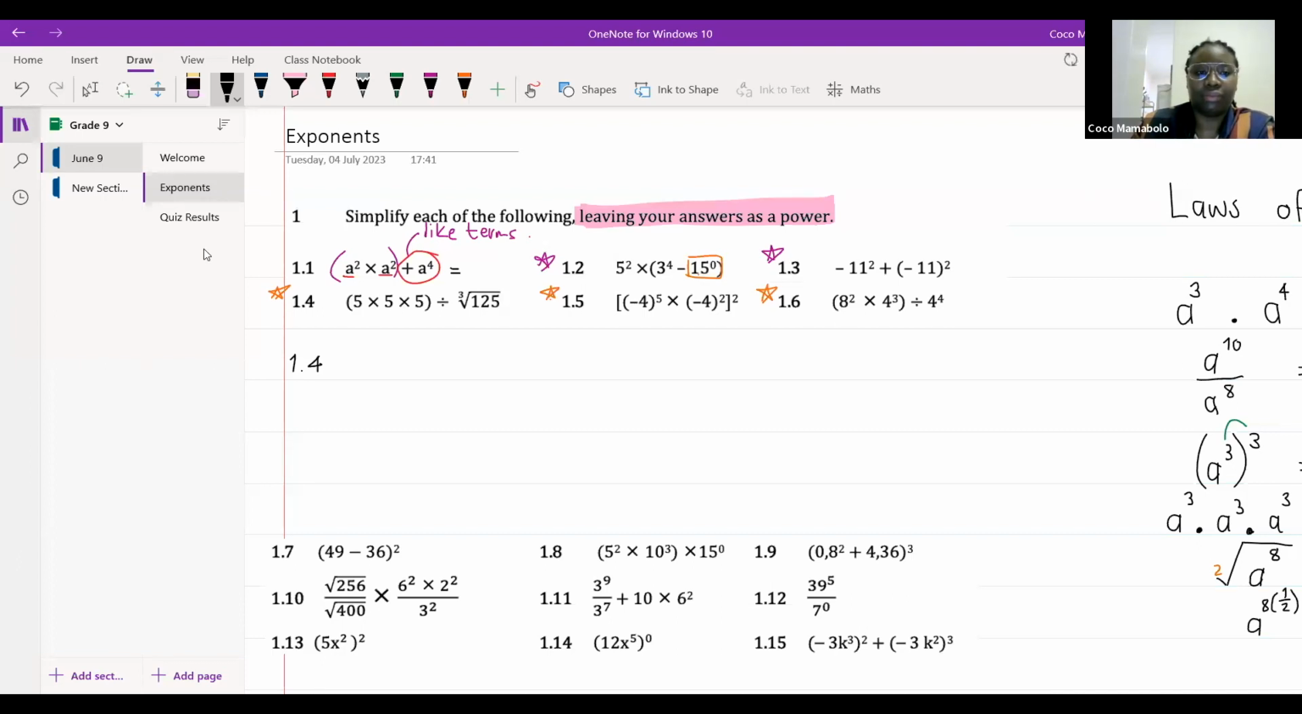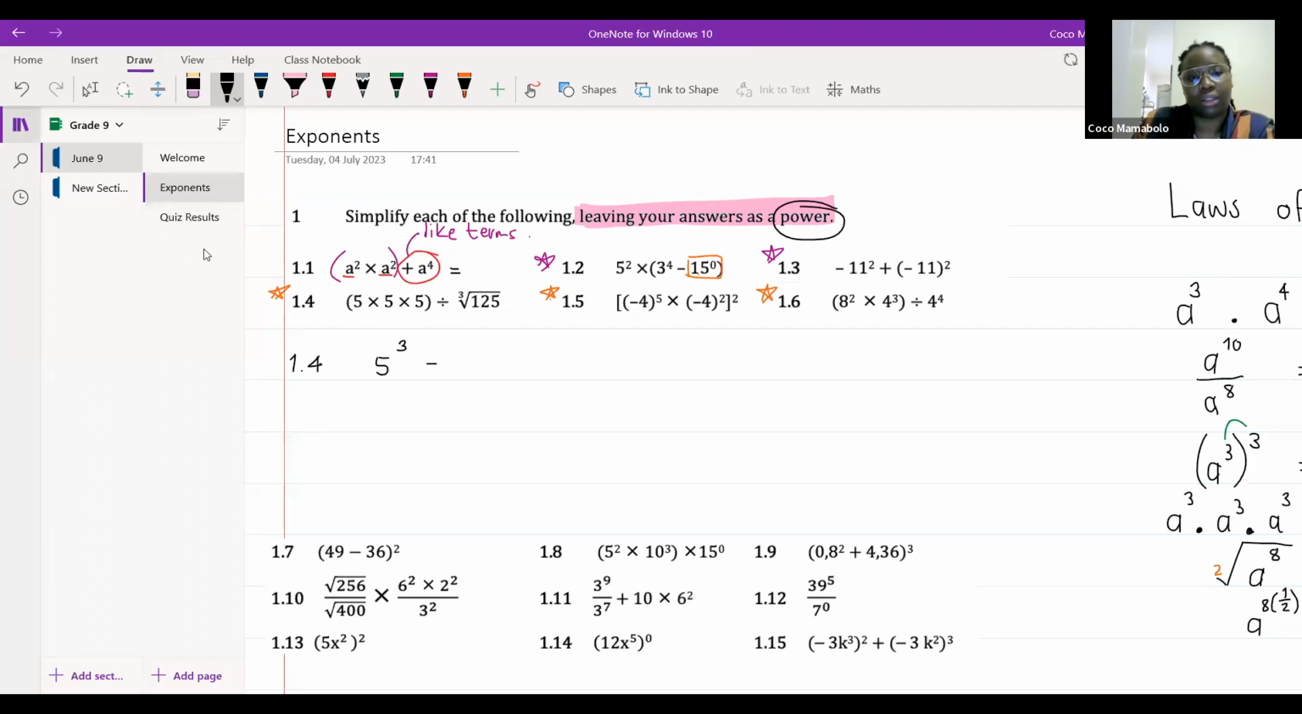So 1.4. We're going to start with the brackets first. Good. Then 5 times 5 times 5, which will give you 125. But then remember, Tando, they want you to leave your answer using powers. So how do we rewrite 5 times 5 times 5 using exponents? 5 to the power 3, if I'm right. Good. Absolutely. You're good.